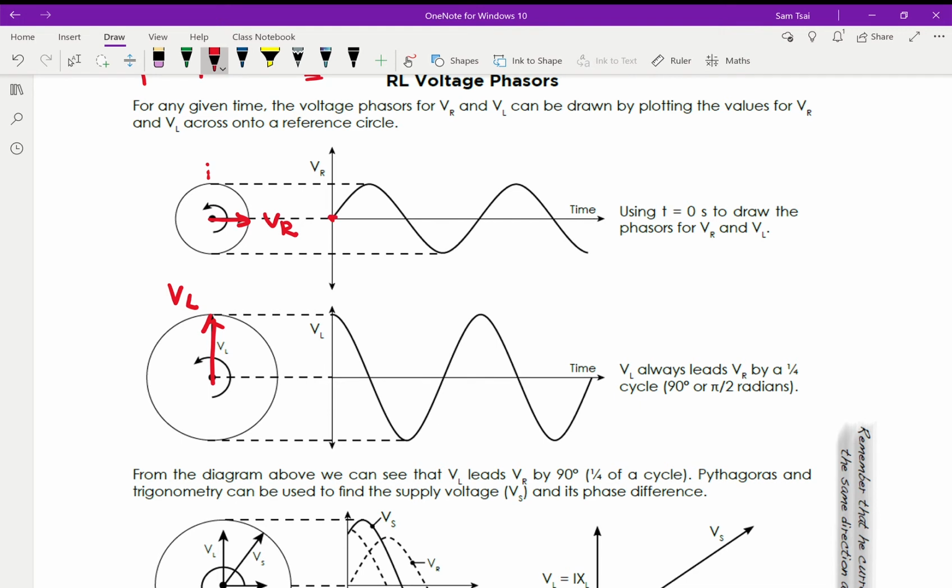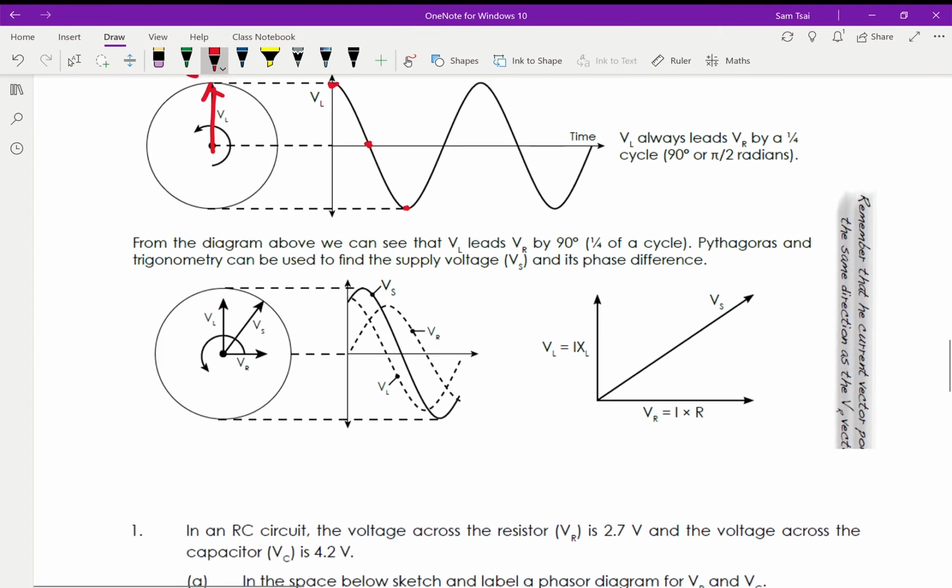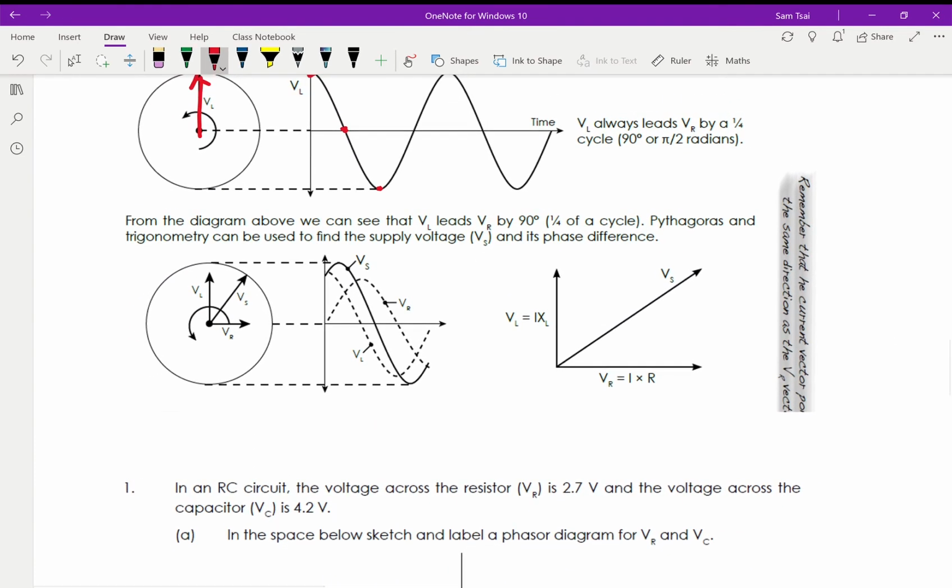Of course, again from 0 to maxima. This one is the maxima already, and then they decrease to 0. Then again, this is how we add them together. So VL is here, and VR is here. Pythagoras, and we can do VS equals the square root of VR squared plus VL squared.